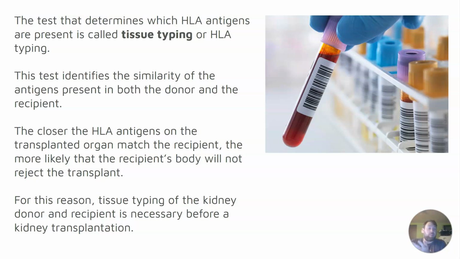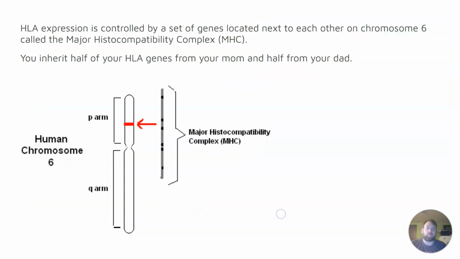But the closer that we can get to these HLA markers being equal to the recipient, the more likely the recipient is going to accept and not reject the transplant. So this has to be done before any transplantation of any tissue. We're going to focus on kidney transplantation, so that's what our patient is dealing with, but any transplantation has to have this tissue typing test.